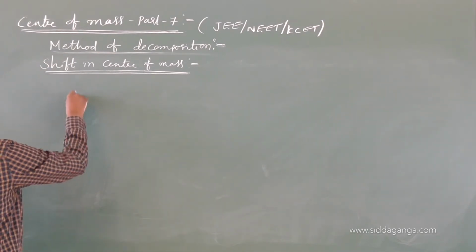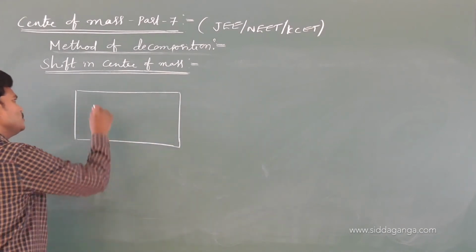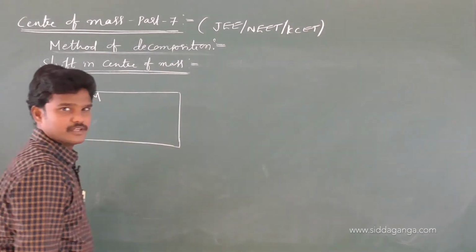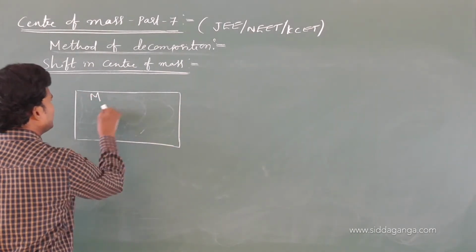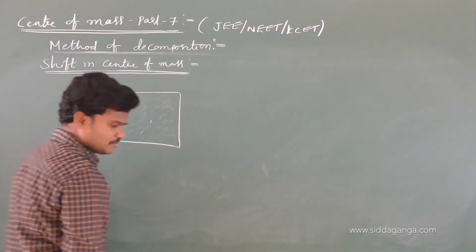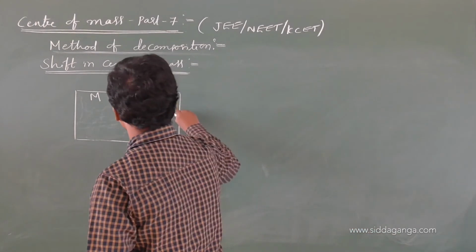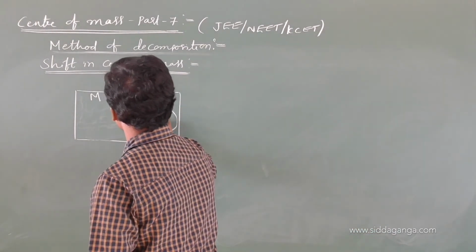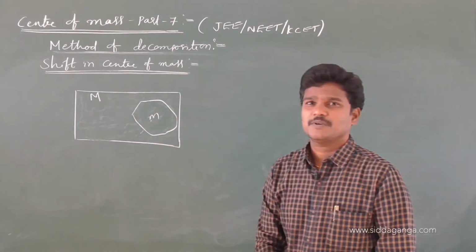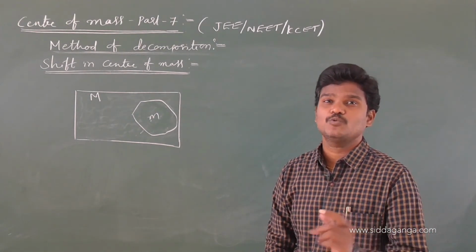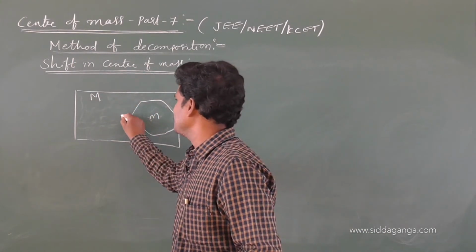So see, in a general way, this is any one lamina, any one rigid body whose mass is capital M. This is a plain lamina, otherwise a rigid body, whose mass is capital M. From this, some part is cut like this, whatever may be the shape. Some part is cut whose mass is small m. Small m is nothing but the removed mass.